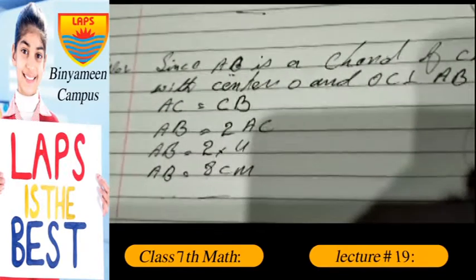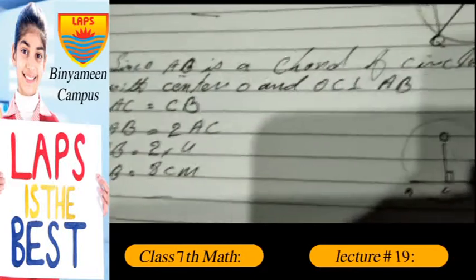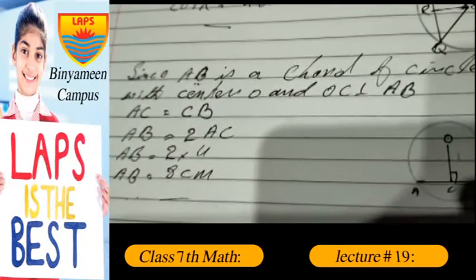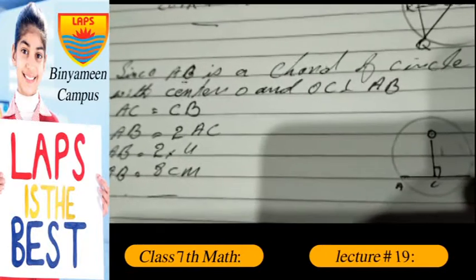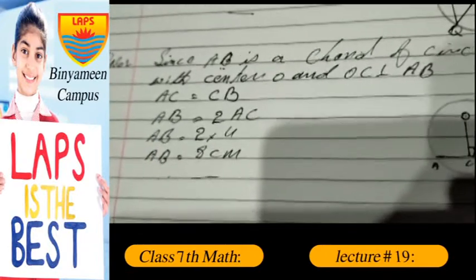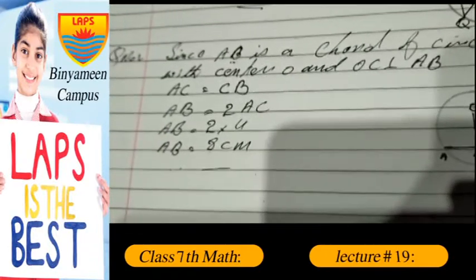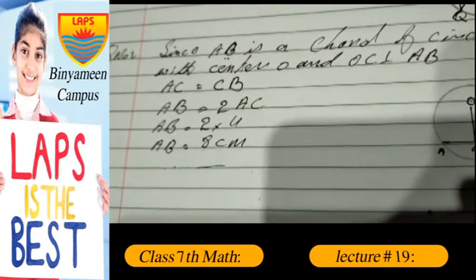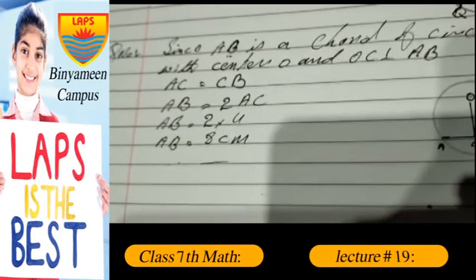Step of construction. Since AB is a chord of circle with the center O and OC is perpendicular to AB, AC is equal to CB and AB is equal to 2AC. AB is equal to 2 multiplied by 4. So AB is equal to 8 cm.